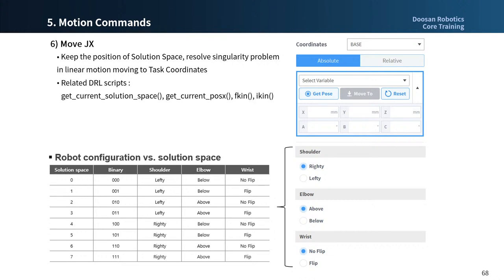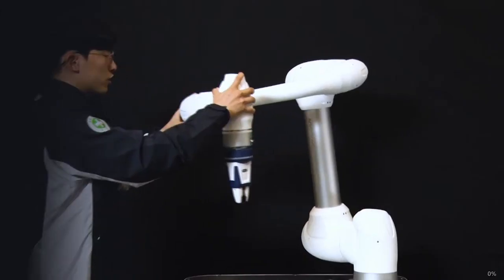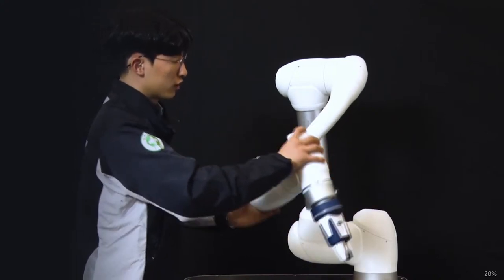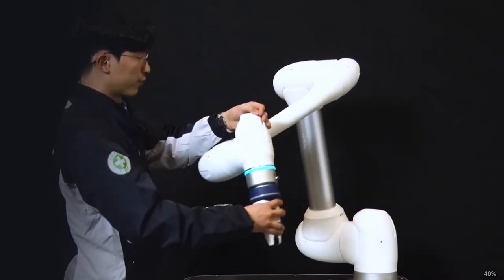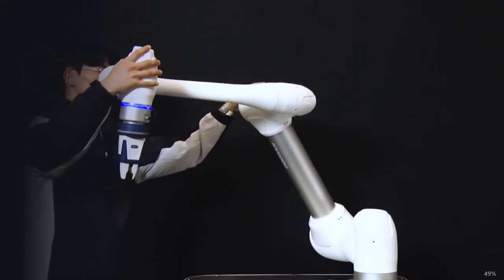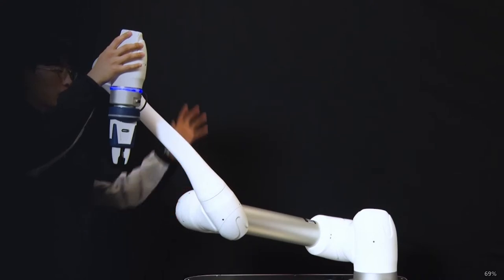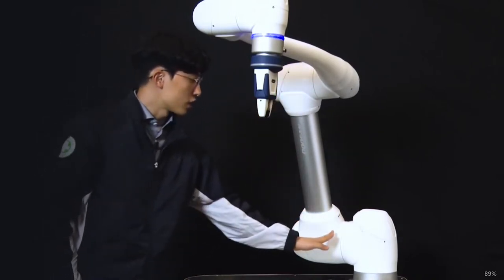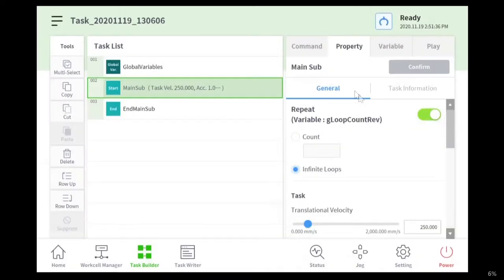Let's take an example to understand solution space. First, a flip and no flip. By default, the robot position can be taught into two positions, one with axis 5 inward and the other with axis 5 outward. Or the position where axis 3 is above or below. The TCP is in the same location, but you have a different solution space. Finally, you can move to the same position depending on the two axes corresponding to the shoulder, left or right.